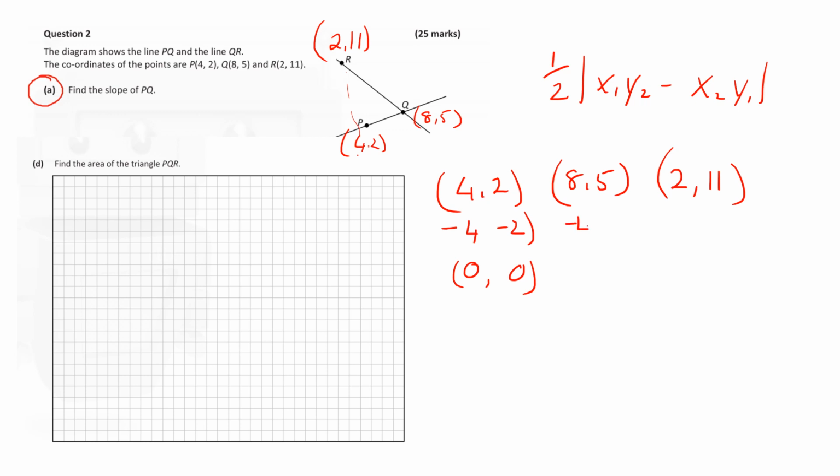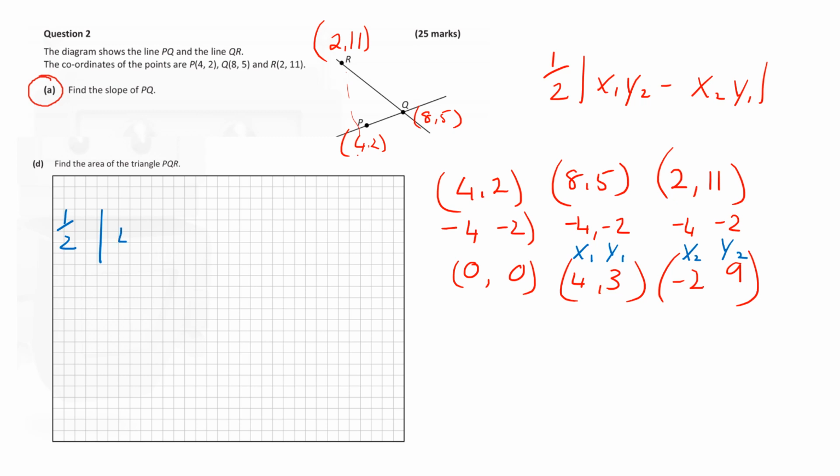So we go to 8 and we subtract 4, and then we subtract 2. So 8 minus 4 is 4, 5 minus 2 is 3, so that's going to be the next point. And then 2 minus 4 is going to give us minus 2, and 11 minus 2 is going to give us 9. So now we have a triangle that we have shifted on the coordinate plane. One of the coordinates is 0, 0, it's in the origin, so therefore we can go ahead and use our little formula up here. So I'm going to label my points x1, y1, x2, y2, and then I'm going to go ahead and use my formula and just substitute the values in here.